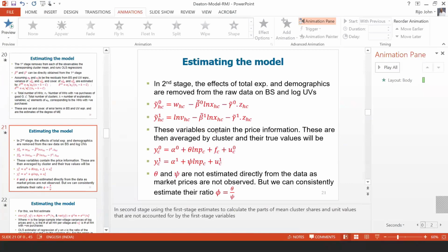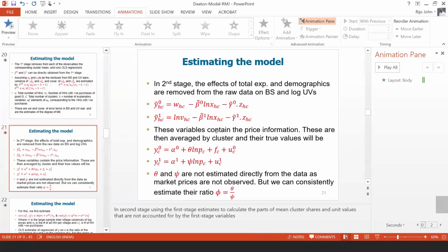Similarly, for y1, we construct a y1 variable by subtracting the effect of the logarithm of expenditure and other household characteristics from the log unit value variable. Again, just like the budget share regression, we are not subtracting the effect of cluster dummies from this variable. So basically, we are retaining the information of price variation across clusters and preserving that in these y0 and y1, and only purging household-specific characteristics from it.